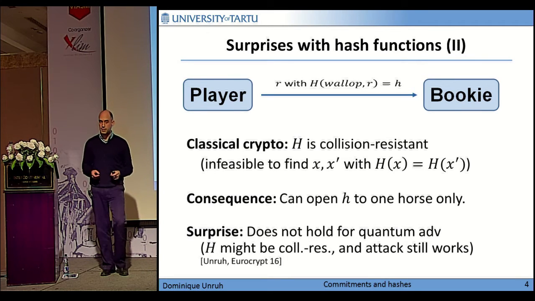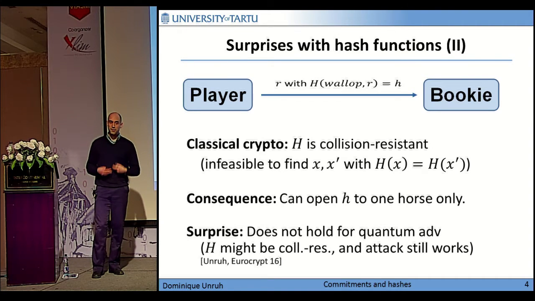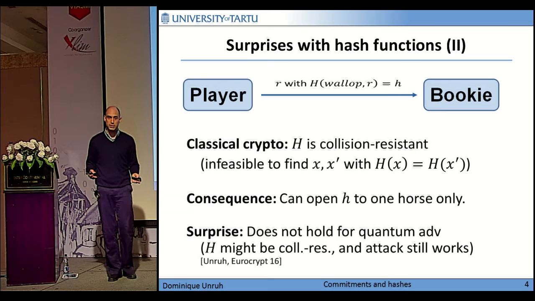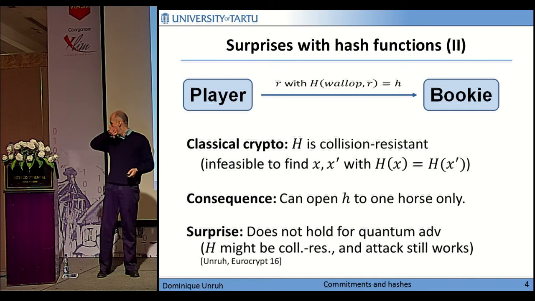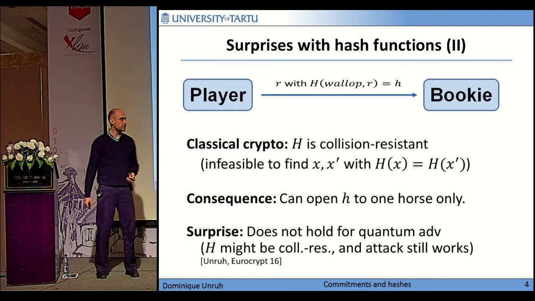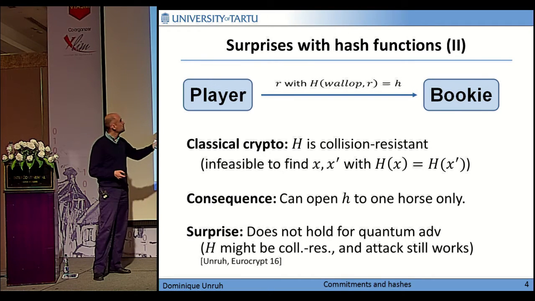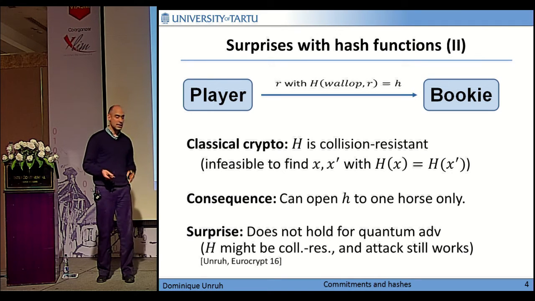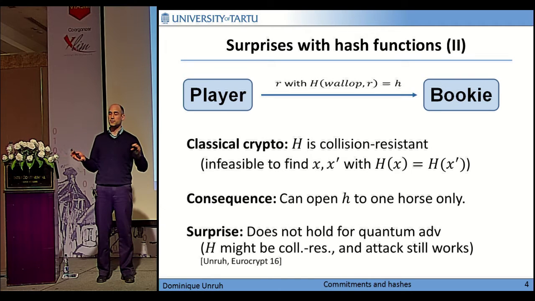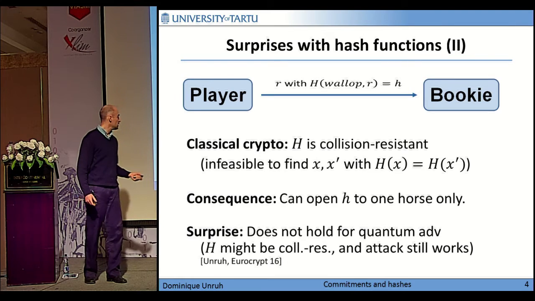And now comes the big surprise. In the quantum setting, if the adversary potentially has a quantum computer, this reasoning does not hold. It could be that H is collision resistant, even collision resistant against quantum adversaries, but still it is possible that the player unveils to any horse he pleases. At least relative to some rather artificial oracles, such a hash function has been explicitly constructed in prior work.